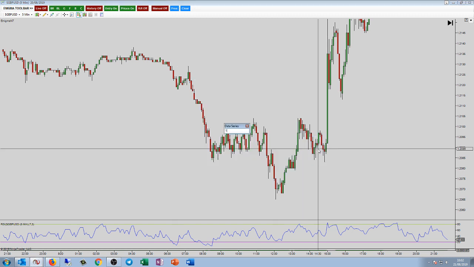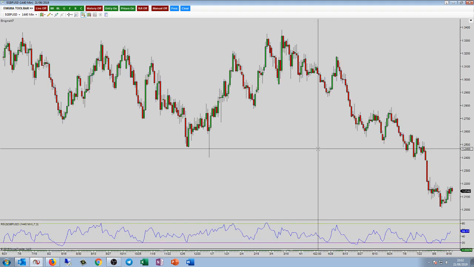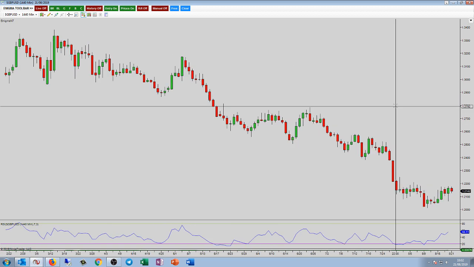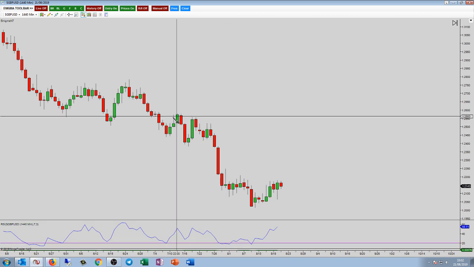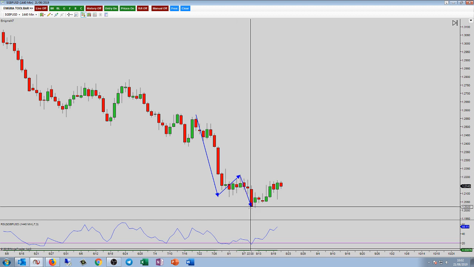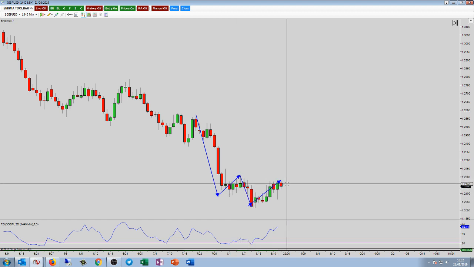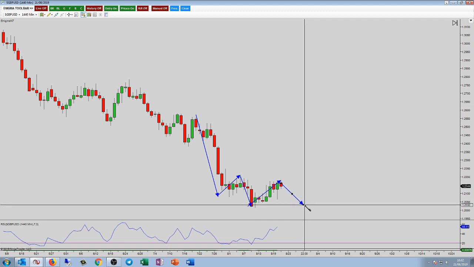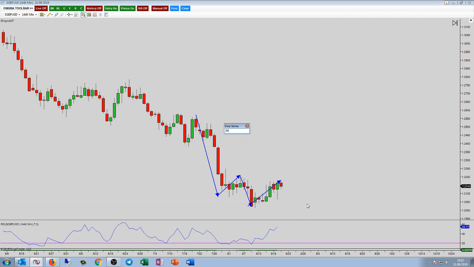I will delete it off and go and take a look at the dailies. Dailies, I'm still looking short, guys. Move lower. We've got this small retracement, a move lower, and then we're retracing. So I'm still looking at the market coming a little bit lower here.